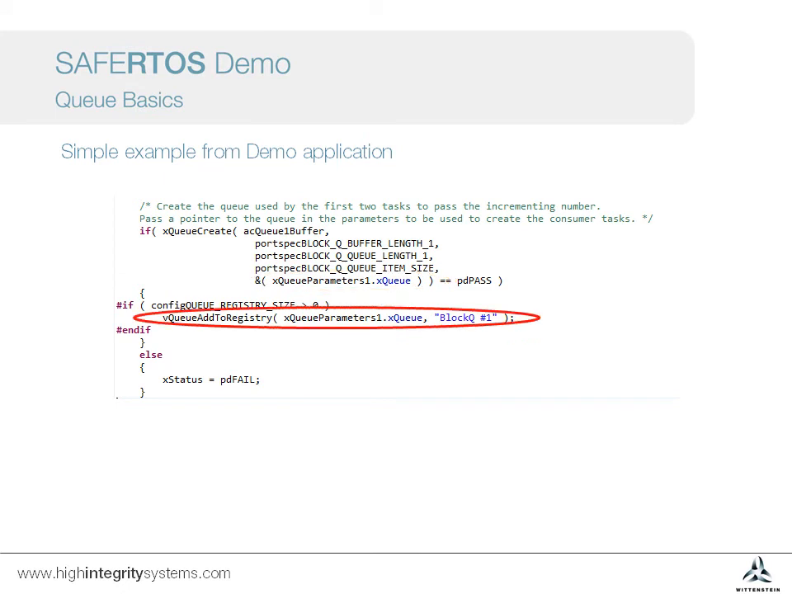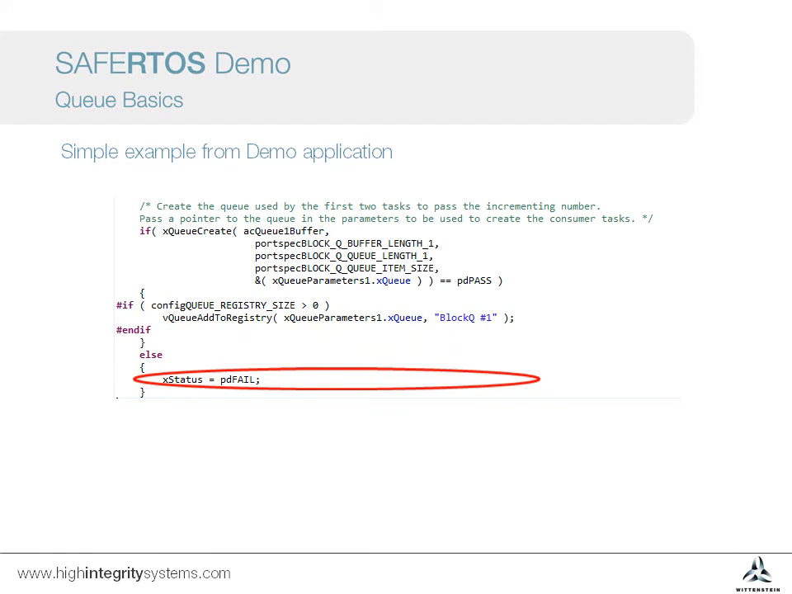An optional step is to register the queue. This is for debug purposes and allows the State Viewer debug tool to associate a name with the queue. As with all Safe RTOS API calls, the return code should be checked for errors. A common cause of errors is the queue buffer not meeting the system alignment requirements, or that the buffer isn't big enough.